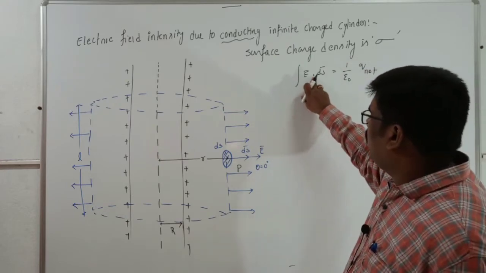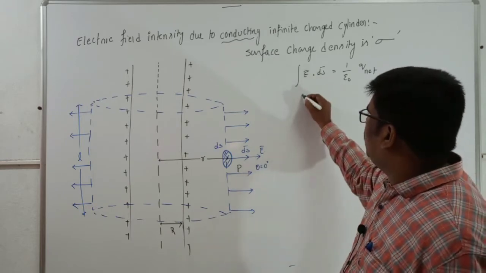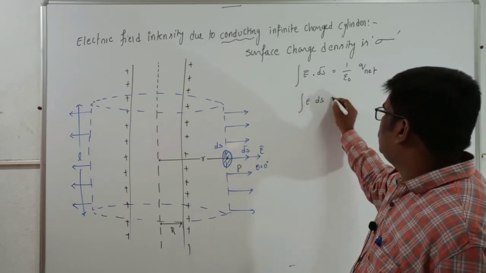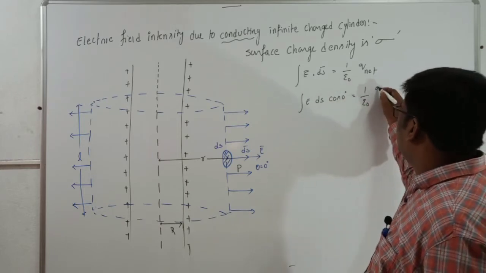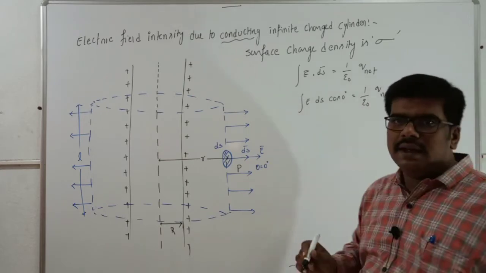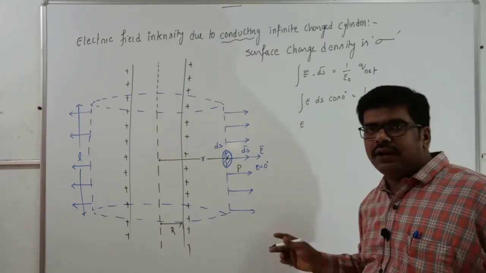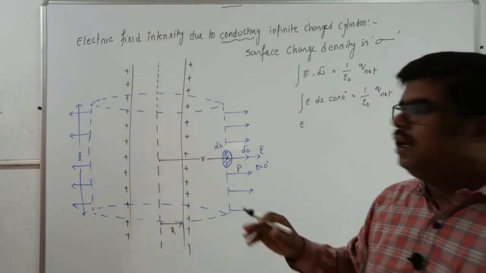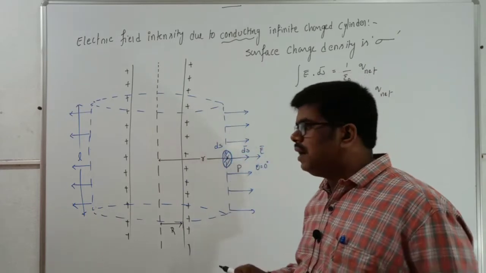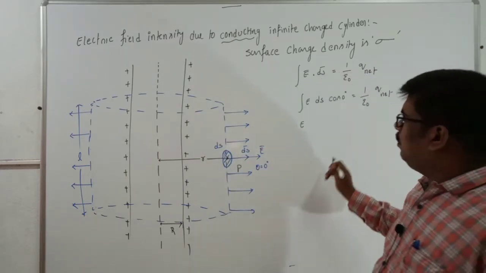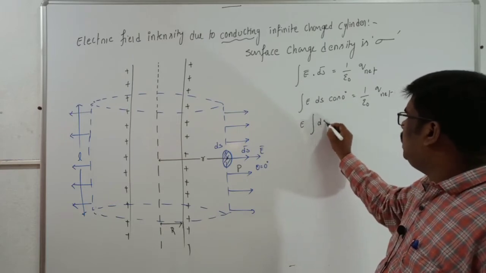Here the angle between the electric field intensity and the area vector is 0, so we can write E ds cos 0 equal to 1 by epsilon naught times q net. Then we will write E outside of the integration, because E remains constant at any point over the Gaussian surface. Cos 0 is 1, so we are left with the integral of ds.